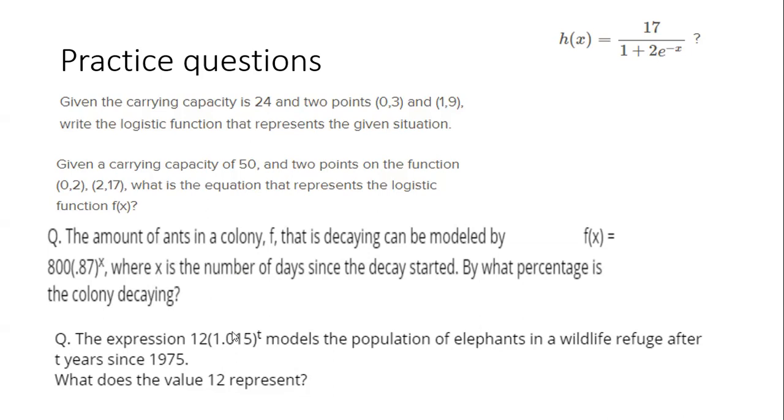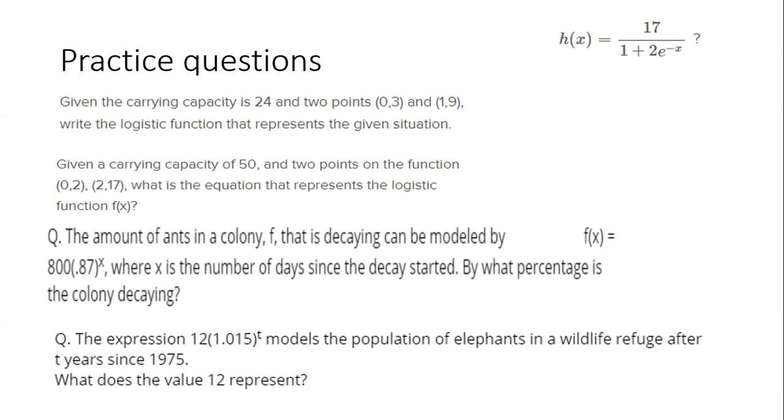The expression 12 into this models the population of elephants in a wildlife refuge after T years since 1975. What does the value 12 represent? Very, very simple question. The population of elephants is given by this when T equals 0. That is the population in 1975.